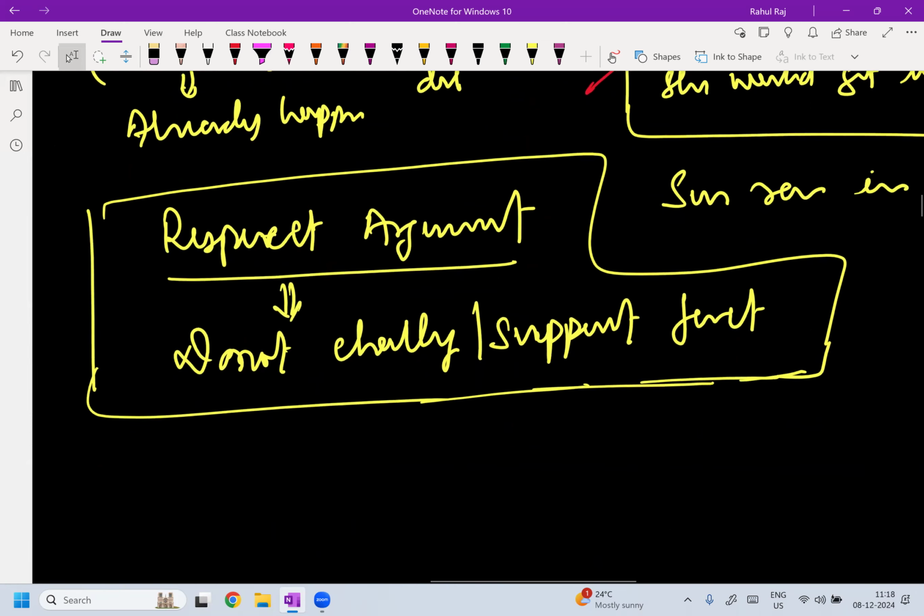Let's come down to the same thing again. I was just trying to tell you, what do you mean by respecting the argument? It means do not challenge or support the fact. Whatever argument is given to you, assume it to be 100% true. Do not bring your knowledge from outside. Yes, Rajat, please tell me.